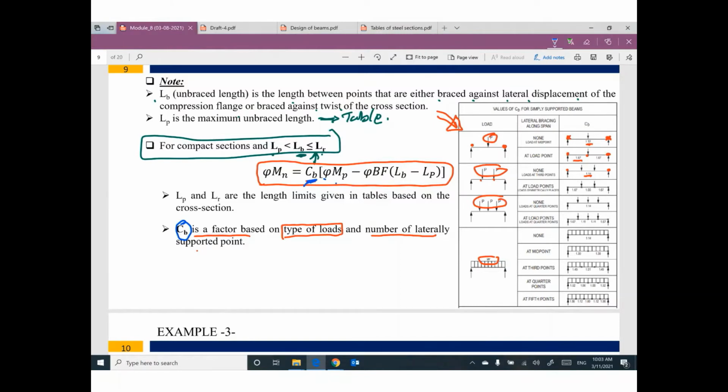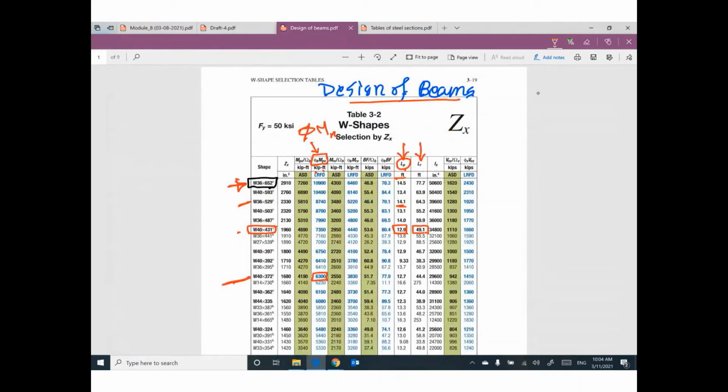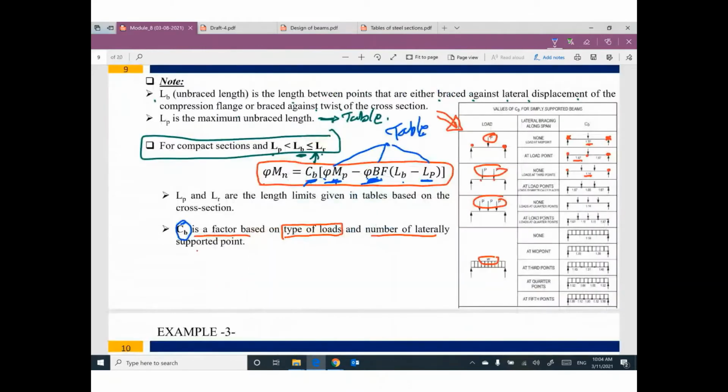Phi Mp, phi BF, Lb, Lp: this one, and this one, and this one are from the table. Here is the value of phi Mp. Here is the value of phi BF. Here is the value of Lp. So for any cross section, I can determine the value of phi Mp, the value of phi BF, the value of Lp, and the value of Lb, which is the unsupported length. It's a decision from the engineer.